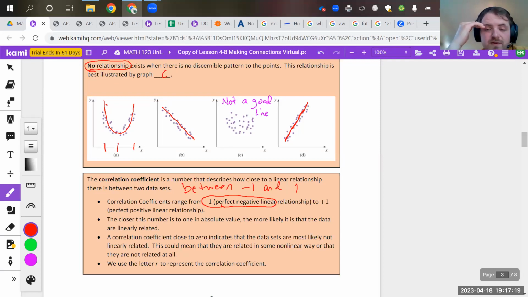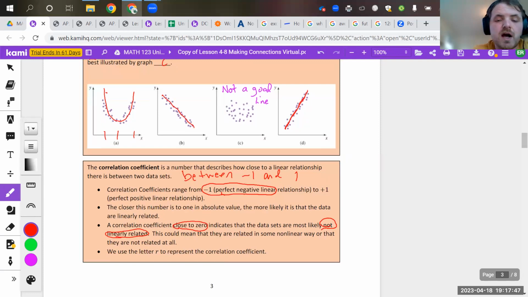0 is when there's no relationship there. So if you look at that third bullet point, if it's close to 0, that indicates that they're most likely not linearly related. And it's good to notice that that could apply to A, but it probably more likely applies to C. So it says this could mean that they are related in some nonlinear way, or that they are not related at all. So again, R is what we're going to use to represent that, and it's called the correlation coefficient. Are things correlated? Can I see a correlation between things?